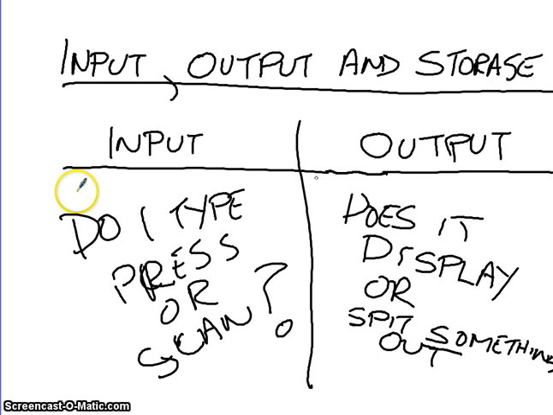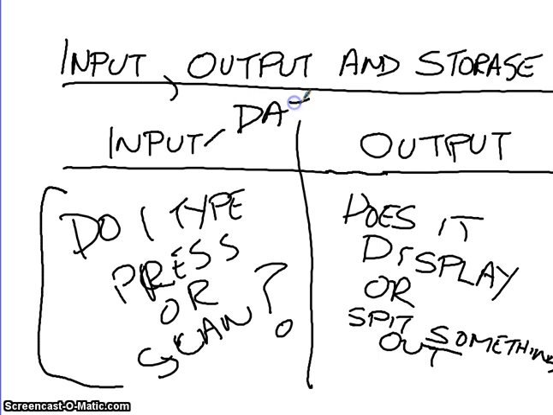So, definitions. Input devices. For an input device, you've got to refer to the word data. Data is your keyword. An input device gets data into the machine. An output is a way of displaying data, or getting information from the machine or from the CPU. Okay, you've got to be clear on those definitions.